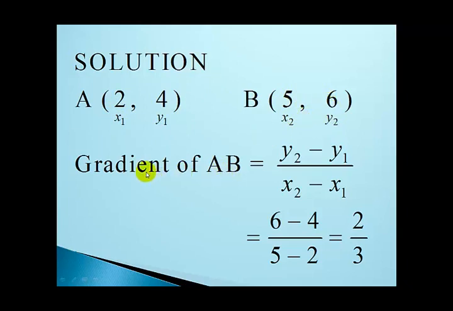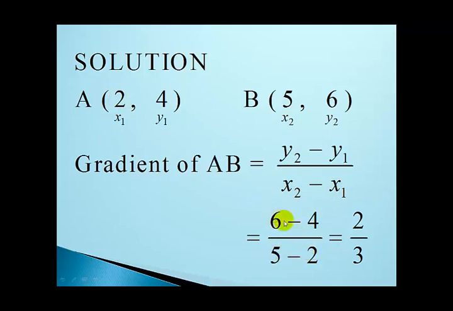Now gradient of AB is equal to y2 minus y1 divided by x2 minus x1. Now y2 is 6 and y1 is 4. So y2 minus y1 will be 6 minus 4, all divided by x2 is 5 and x1 is 2. So x2 minus x1 will be equal to 5 minus 2.